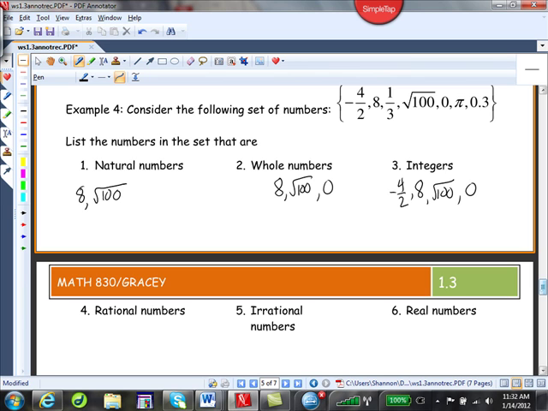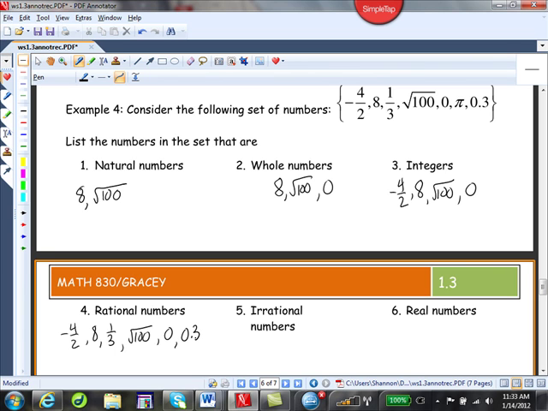Rational numbers, you notice what's happening. The number of elements that we're listing is getting more and more. So we have our negative 4 halves, 8, 1/3 is in the form of integer over integer, so that works. The square root of 100 works because that's 10, and 10 is the same as 10 over 1. 0 works. And 0.3 is 3/10. That is a terminating decimal, so that guy works.